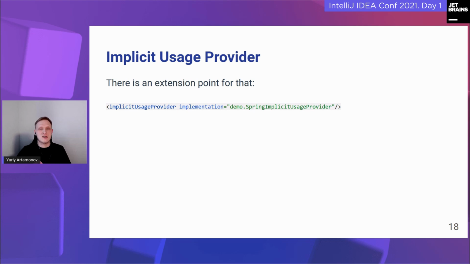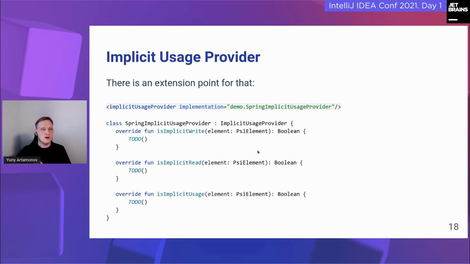We declare it inside plugin XML with the corresponding tag name, implicit usage provider. We declare here a Java class or Kotlin class called Spring Implicit Usage Provider. It should implement 3 methods: is implicit write, is implicit read, and is implicit usage. So let's implement this stuff. But see, here we have some magic wording. I see this PSI. What's the PSI? How can I understand this abracadabra?